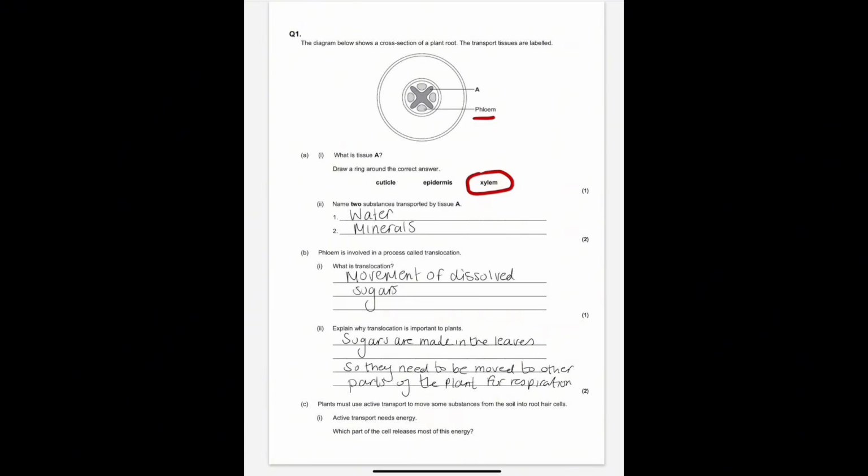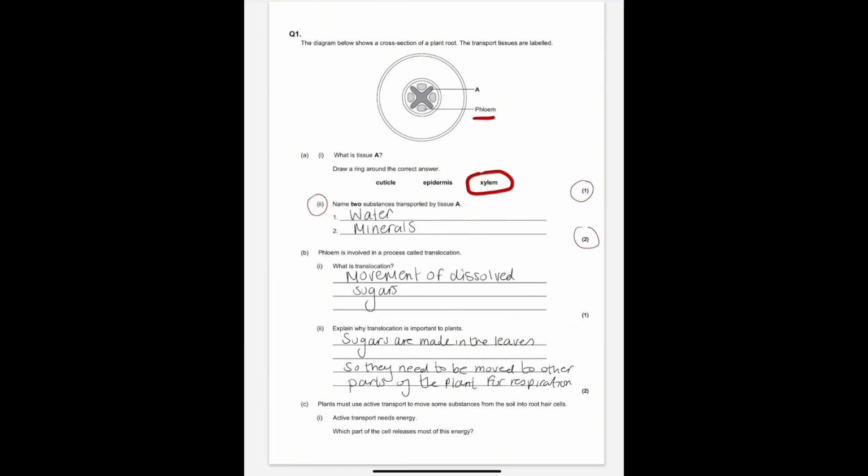Next question, which is going to be A2. Name 2 substances transported by tissue A. You have to write down water or minerals. You can write down ions as well, but you're not allowed to write down nutrients. A lot of students for this question here, which is A2, write down nutrients and they do not get the mark. So please do not write down nutrients. Write down water and minerals, just to keep it very simple. Or you could write down a named mineral, or you can write down ions, but you need to ignore nutrients, okay? Right, let's move on to B.